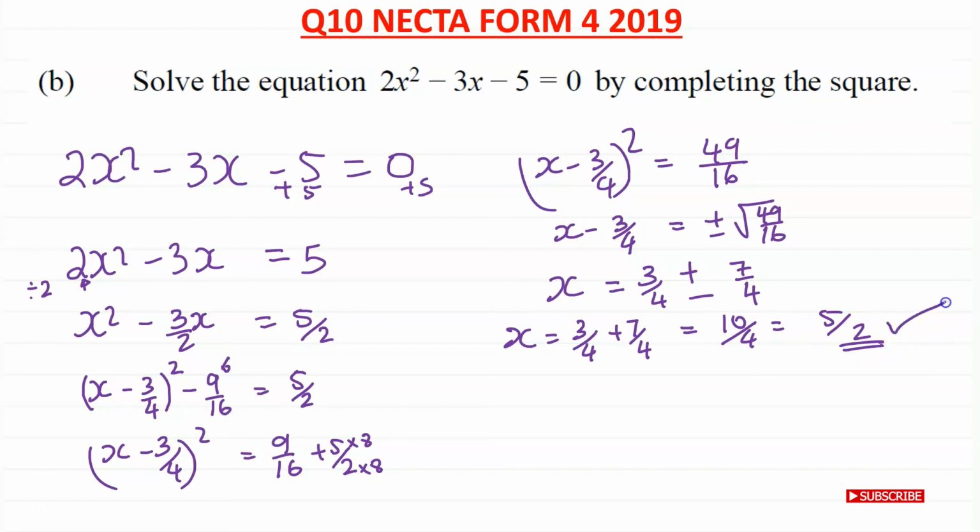This is your first solution. Then x is equal to 3 over 4 minus 7 over 4, which will give you 3 take away 7, which is negative 4 over 4, which is equal to negative 1. So that is your second solution.